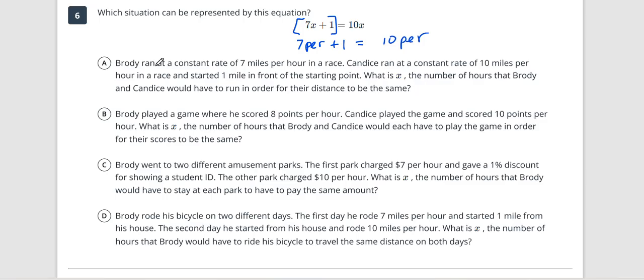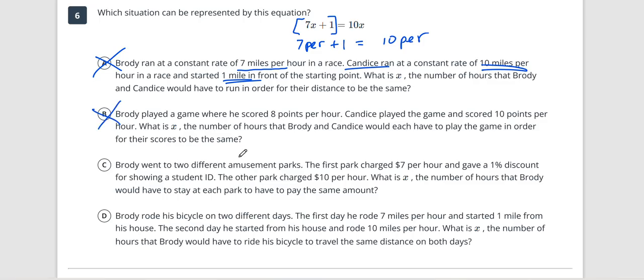Okay, so let's go in this. I'm going to go with Brody, okay? Brody ran a constant rate of 7 miles per. Ooh, I like that one. Okay. At a constant rate of 10 per. And they started with, we see how they have a 10 for Candace, they have 10 and the 1. So we hear 10 and 1. No, it's 7 and 1. So that one's out. That's how easy they are. Okay. This one has an 8. So that one's just out.